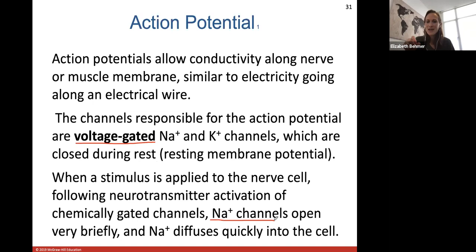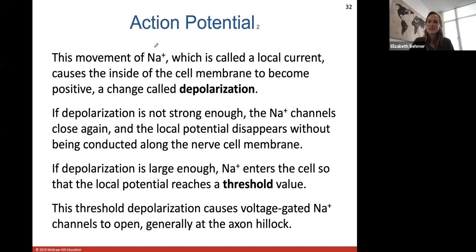And once sodium voltage-gated channels open, sodium moves down its concentration gradient. So it diffuses rapidly into the cell, because remember, there's always more sodium outside of the cell. So as soon as these sodium channels open, sodium rushes into the cell and it brings with it this positive charge, because each sodium ion has a positive charge to it. This movement of sodium with its positive charge, it's called a local current, it causes the inside of the cell to become more positive. And that's just because if we're adding a bunch of sodium positively charged ions into the cell, the inside of the cell becomes more positive, and we call this depolarization. And this is the first step of an action potential.